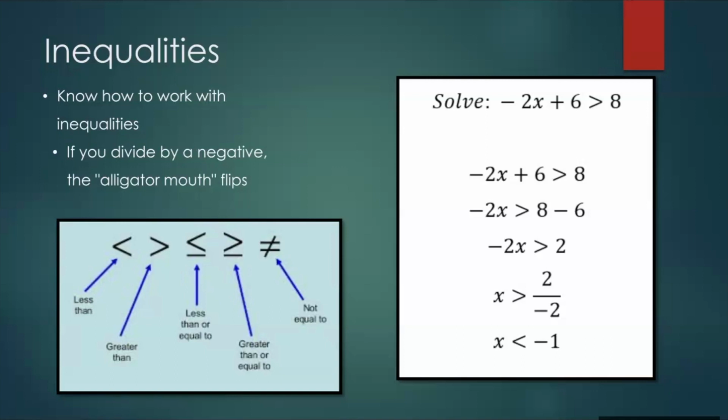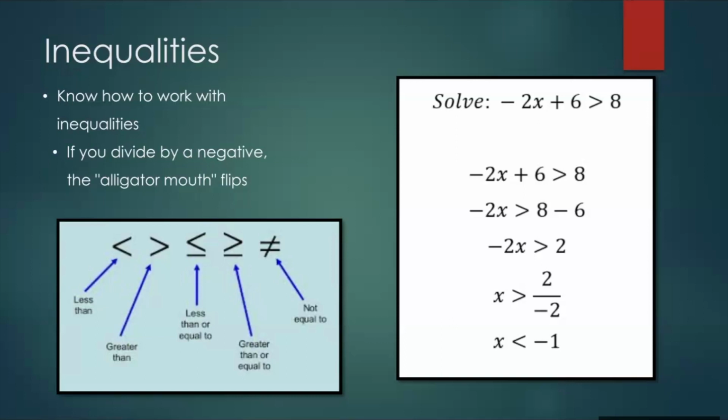However, now we still have a negative 2 being multiplied by x, so x is not alone yet. The opposite of multiplication is division, so we need to divide both sides by negative 2. When we do that on the left, the negative 2 goes away. On the right, 2 divided by negative 2, positive divided by negative is a negative, and that gives us negative 1. However, our answer is not x is greater than negative 1. We divided by a negative here, so we have to flip the sign. We have to flip the alligator mouth. So our final answer is x is less than negative 1.